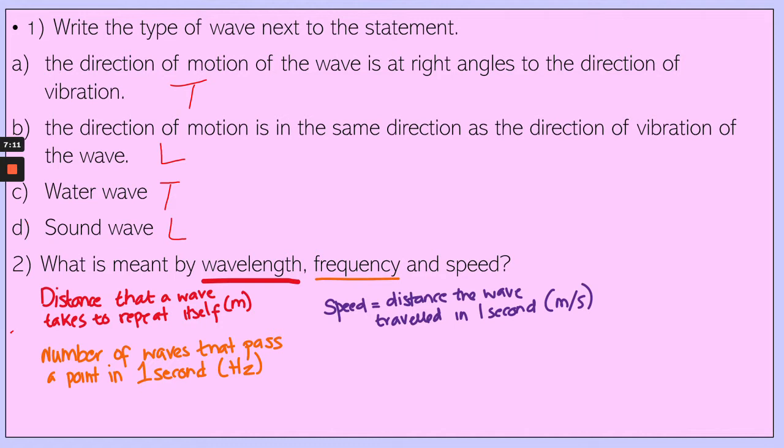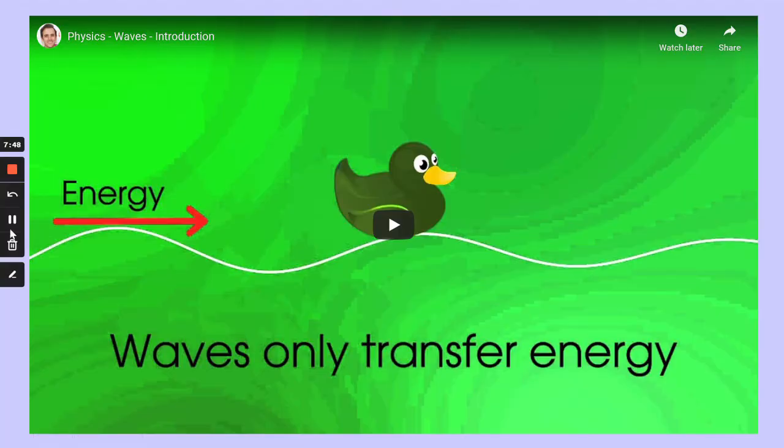So what is meant by wavelength, frequency, and speed? Wavelength, which I've written in red, is the distance that a wave takes to repeat itself, and this is measured in meters. The frequency, which I've written in orange, is the number of waves that pass a point in 1 second, and this is measured in hertz. And finally, speed, which is in blue, is the distance that a wave has travelled in 1 second, and is measured in meters per second. So we're now going to watch a quick video that summarises the different types of wave.